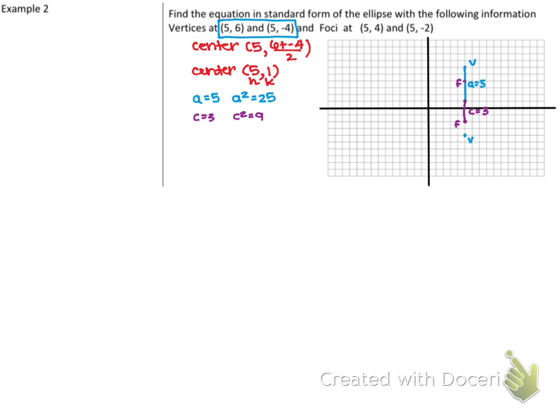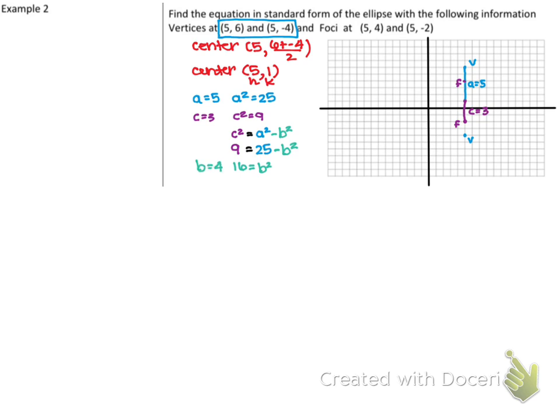I think I can just find b squared right now also. So remember that c squared is equal to a squared minus b squared. So let's go ahead and plug in our stuff. I know that c squared is equal to 9, a squared is equal to 25, minus b squared. We can go ahead and solve this pretty quick for b squared. I think b squared is going to give us 16. Oh, so b squared is equal to 16. Okay, so that means that b is also equal to 4.